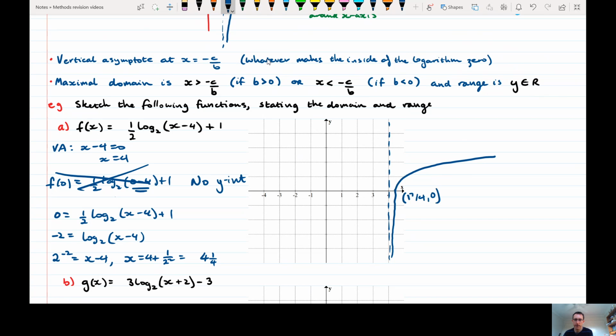To get coordinates for accuracy, it's always a good idea to substitute values in. So for example, you could substitute x equals 5 into the logarithm. 5 minus 4 is 1. Log base 2 of 1 is 0. So when x is 5, you'll end up with 1 there. Coordinate of (5, 1). You don't have to label (5, 1), but it's good to help you get some accuracy when you're drawing.